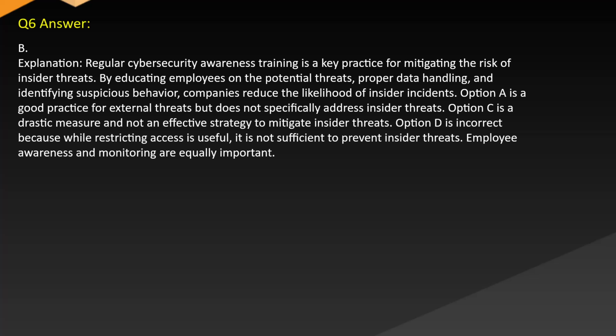Option C is a drastic measure and not an effective strategy to mitigate insider threats. Option D is incorrect because while restricting access is useful, it is not sufficient to prevent insider threats. Employee awareness and monitoring are equally important.